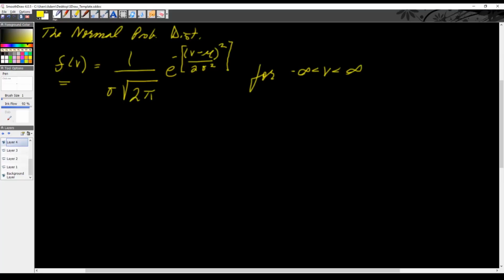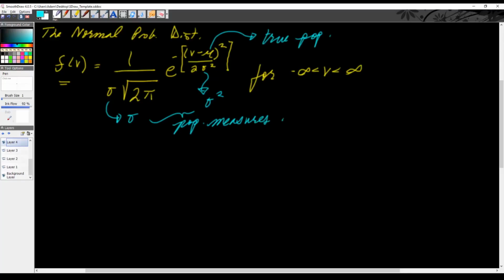But before we were talking about grade point averages, this would be the true population grade point average. Sigma squared and sigma, these are the true measures of spread. If I know one, I know the other. But these are the true or population measures of spread. So these things are given.